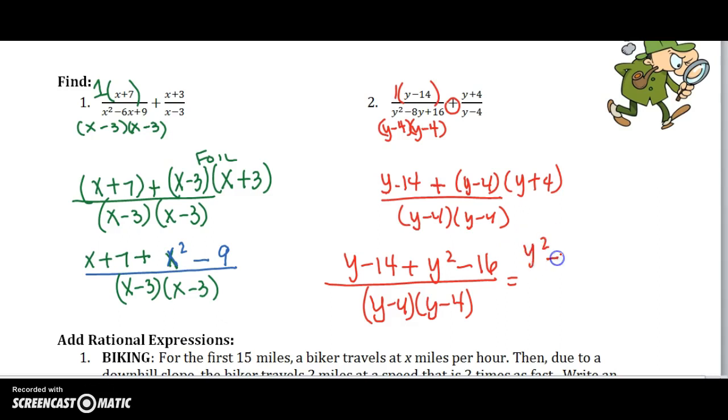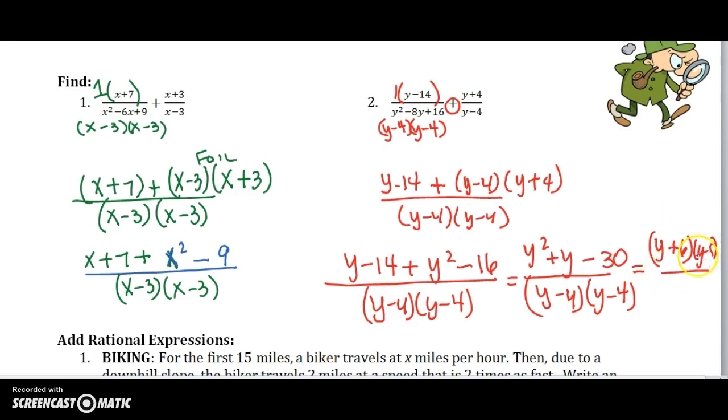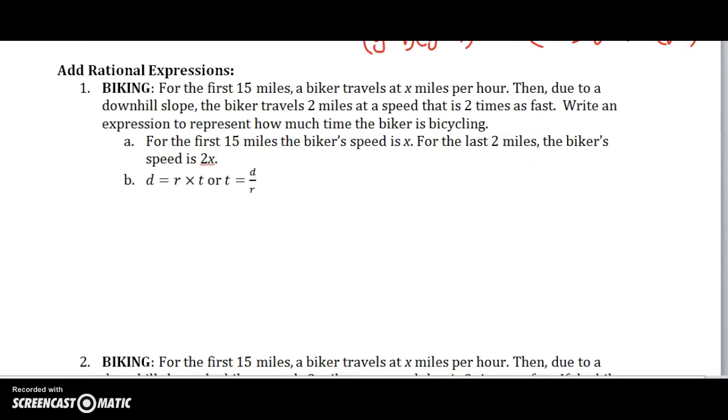I have y squared plus y and then negative 30 over y minus 4 times y minus 4. Now, let's factor and see if any of those turn out to be y minus 4. So we need multiples of 30 that subtract to give us 1. How about 6 and 5? Oh, 6 and 5 are not going to cancel. So we have y plus 6, y minus 5, and since they're not a y minus 4, you'll just leave it y minus 4 squared in the denominator. Okay, I'm moving very quickly, but you can rewind at any point and watch that again.